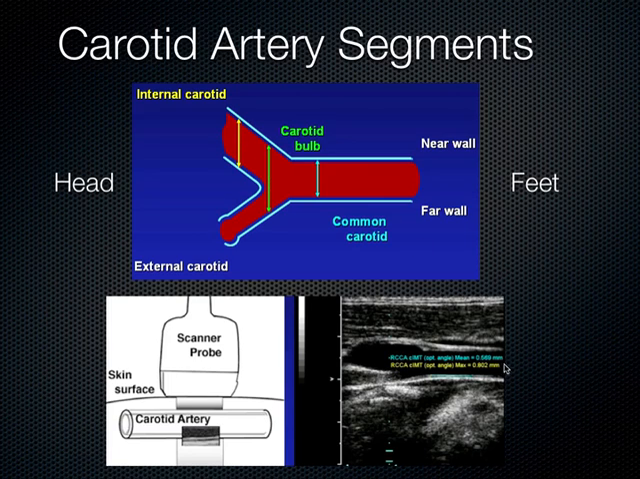And we can see that kind of happening here. This is going along here, and then it suddenly bifurcates into the internal carotid and then down to the external carotid. And it's at this region right before the bifurcation that we like to measure. The intimal medial thickness is really measured in the common carotid artery, right at the level of the bifurcation, what's known as the carotid bulb.